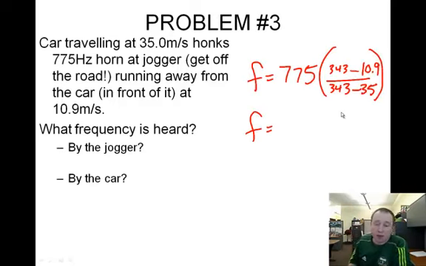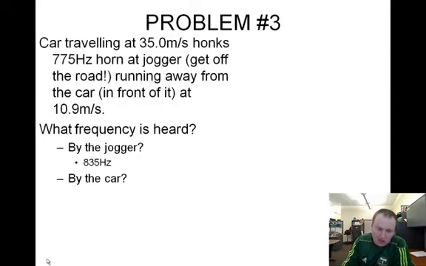So welcome back. This is one of the harder ones to set up. The first idea is that you need to put in your frequency, 343 minus 10, because the jogger's running away, which should lower it. And so I need to have the top of this fraction become a smaller number. And then the car is traveling towards them, so this also has to be a minus down here. And so I get a new frequency. We believe you get 835.